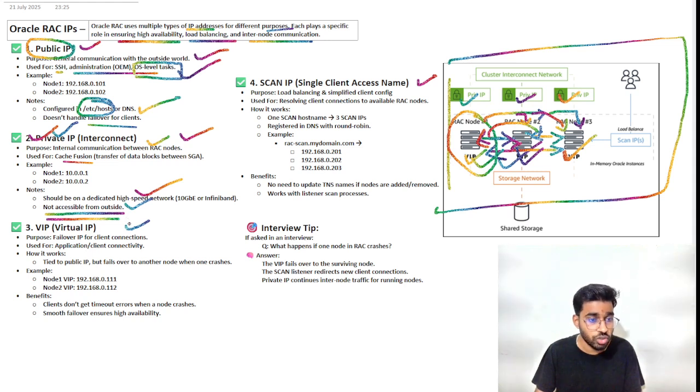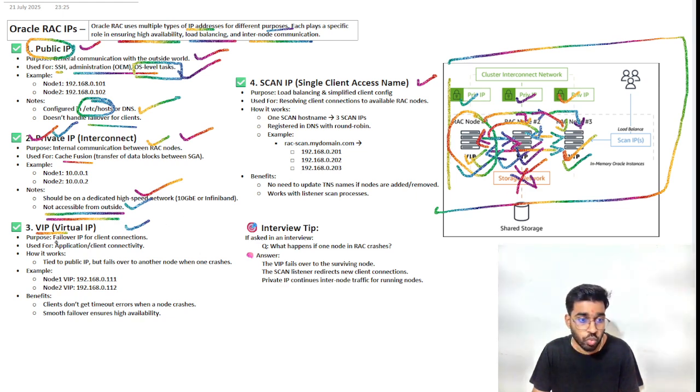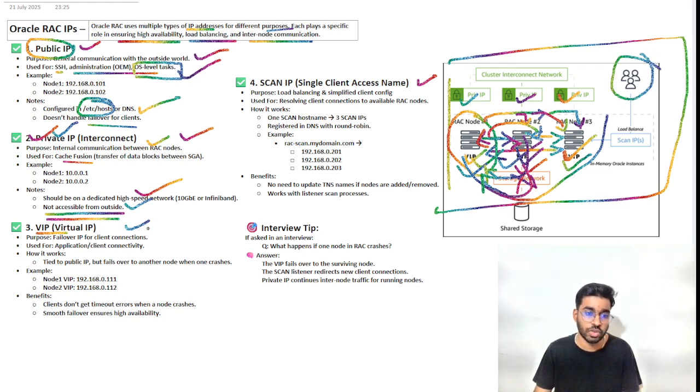The next one is the virtual IP. The main purpose of this virtual IP is to act as a failover IP for client connections. Suppose we have 3 nodes here, and any one of the nodes fails. This virtual IP will be helpful for the failover of clients.